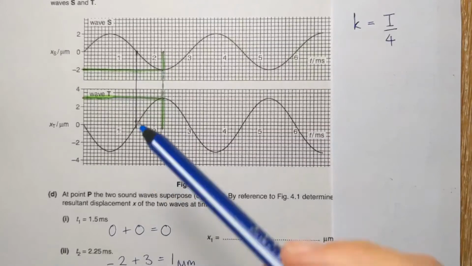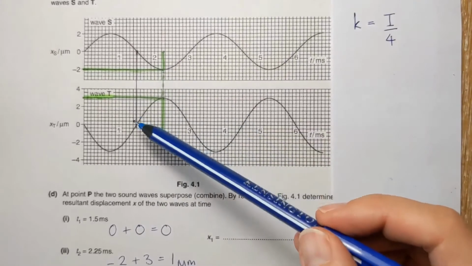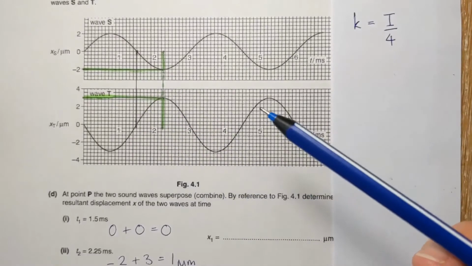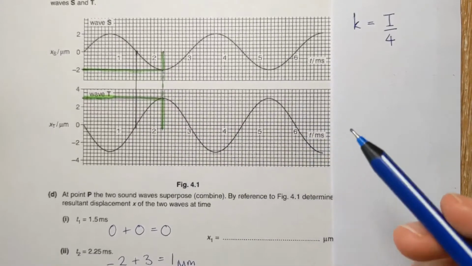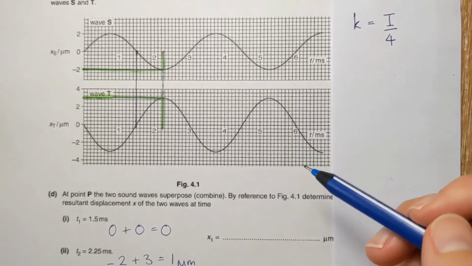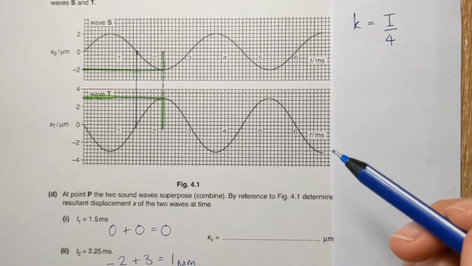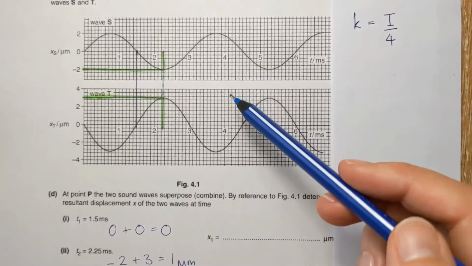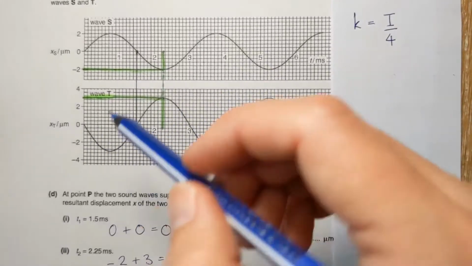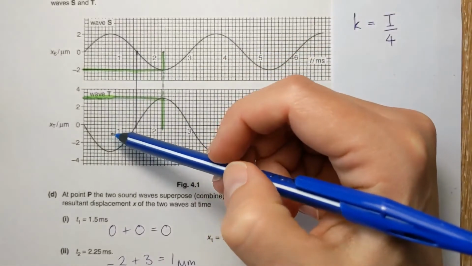Okay, but we don't have just the wave S arriving or just the wave T arriving. We've got them both arriving at the same time. So the actual intensity is depending on the amplitude of the resultant wave. So we need to add these 2 waves together. So if I'm going to draw it on the bottom one here.